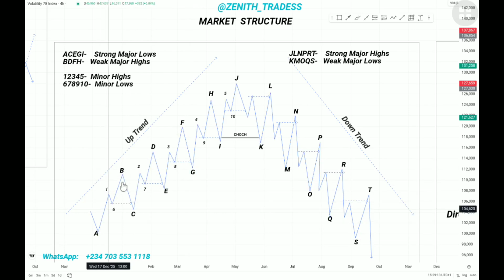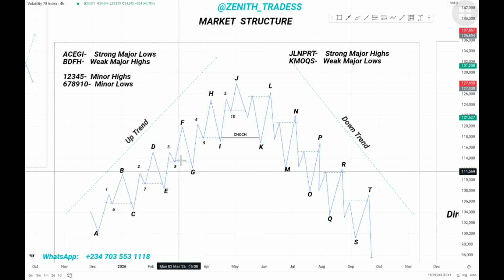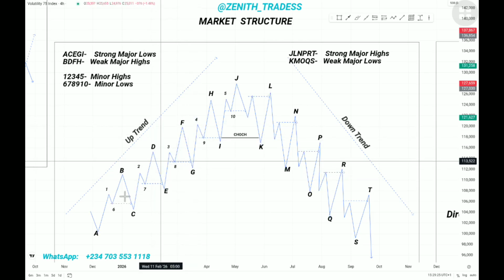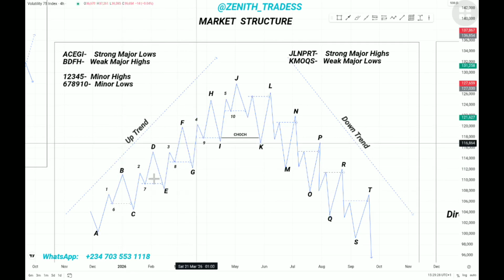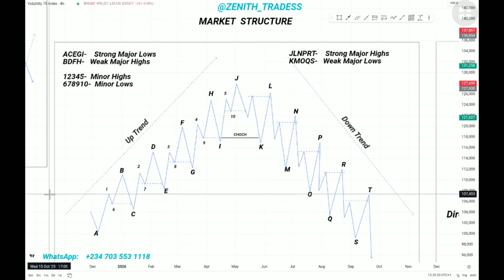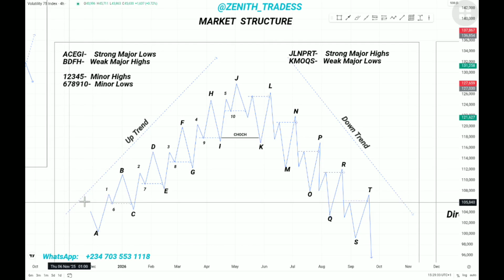In every impulsive leg, there are minor structures. 1 is a minor structure. 6 is a minor structure. Minor high, minor low. 2, minor high, minor low. 3, minor high, 8, minor low. Because they are internal structures. They are not major structures. They are minor structures. They are minor reactions.